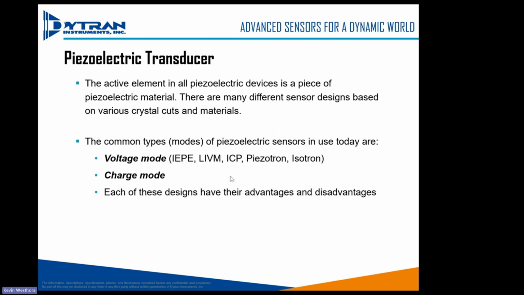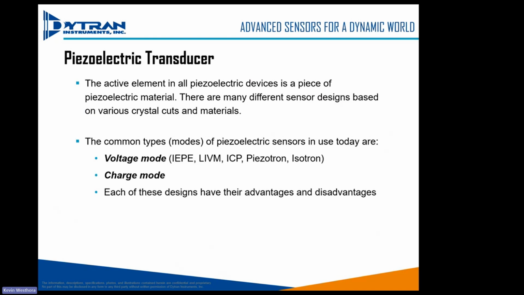But the output, as I said, is in picocoulombs. And it's very difficult to measure picocoulombs. So you have to convert the picocoulombs to voltage either in a charge amplifier or in your data acquisition system or in the sensor. If you do it inside the sensor, then we call it a voltage mode accelerometer.